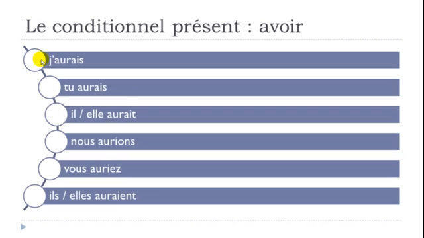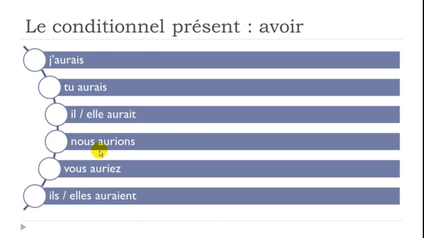Let's see how you pronounce them now. J'aurais, so the final S is not pronounced. Same thing here, tu aurais, you don't pronounce the final S. Il aurait, same thing here, the final T is not pronounced, elle aurait. So you've got the same pronunciation for the first three forms: j'aurais, tu aurais, il aurait, elle aurait.